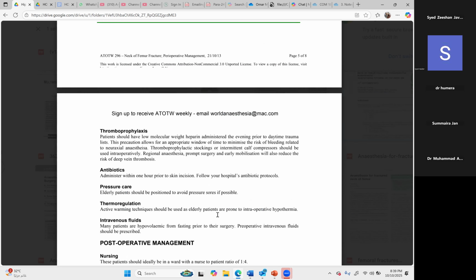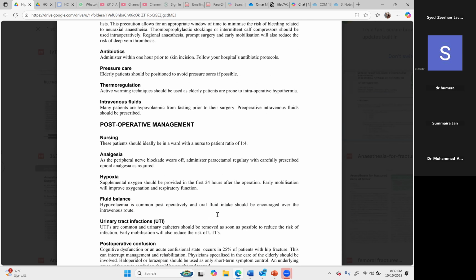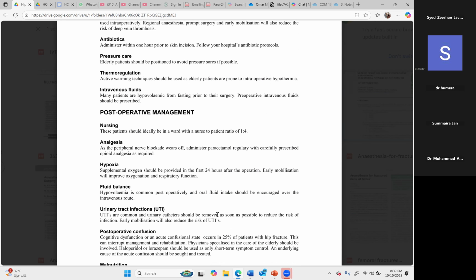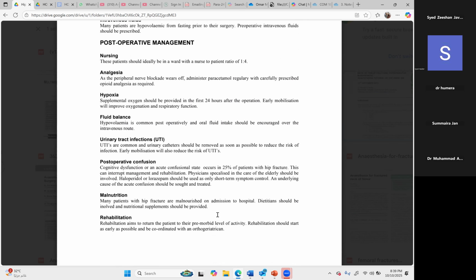So thromboprophylaxis, antibiotics, pressure care, thermoregulation, and judicious intravenous fluids, or you can say you have to avoid hypovolemia. Nursing, analgesia, hypoxia, fluid balance, UTI, because a number of times they are not moving. One of the reasons for this is urinary retention with spinal, so maybe you need a Foley for some time, but you should remove it at the earliest possible time.